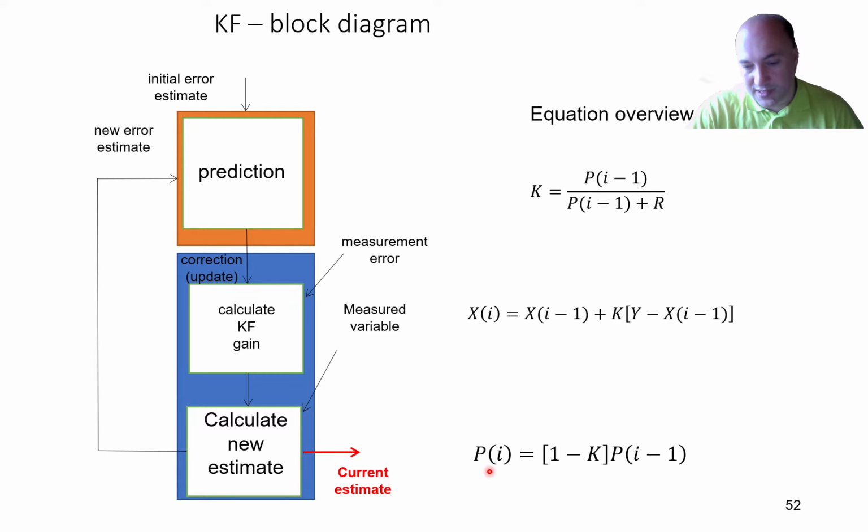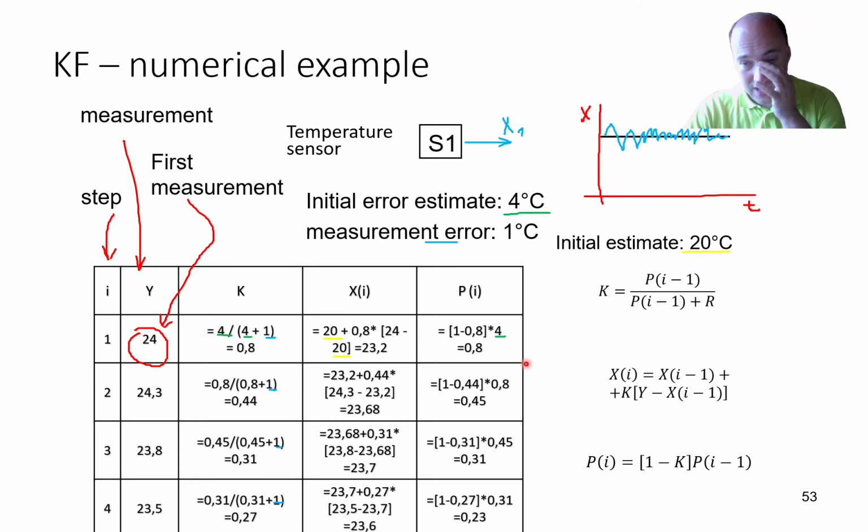And this last equation is the estimate of my prediction error. Again, this will depend on the Kalman gain, here the value of k, and it will depend on the previous value of the error estimate. So if we are working with a single variable, then the Kalman filter is reduced to just 3 equations like this. Let's take a look now at a numerical example.